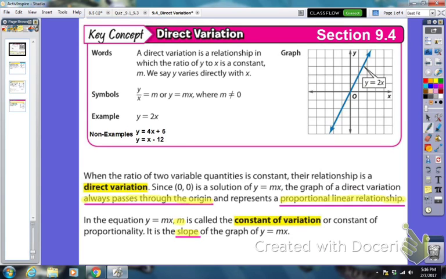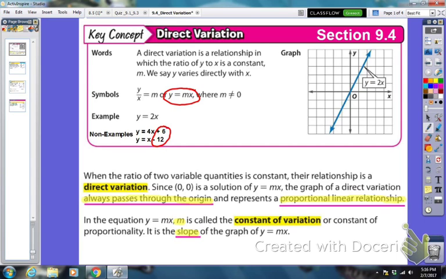The general form of direct variation is in this form here, y equals m, which represents a number, times x. So an example would be y equals 2x. 2 would be your slope, or the constant. Non-examples are like y equals 4x plus 6, or x minus 12. They have another part after the x part. So those are two non-examples.